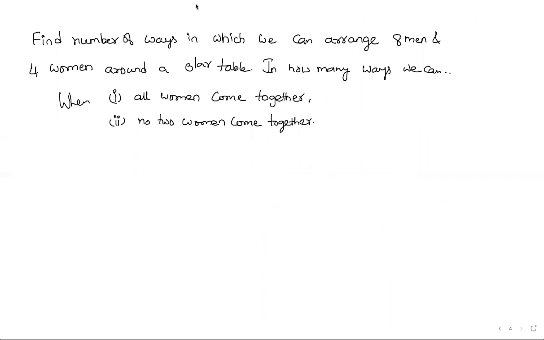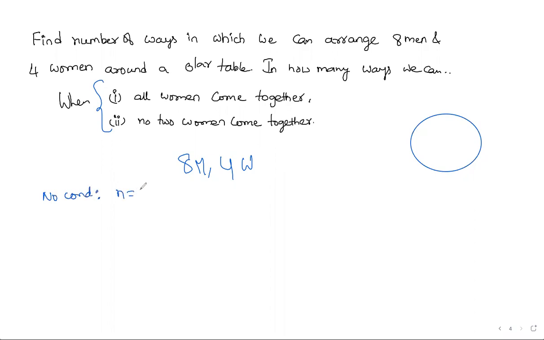So there is a circular table, and we have to arrange 8 men and 4 women around a circular table. So in how many ways can we do that? Suppose here 2 conditions are given. First of all, we will write the formula when no condition is given. And there is no condition, total number of elements equal to 12, because we can seat them any way we want. So the number of ways in which we can do it is n minus 1 factorial, that is equal to 11 factorial. Okay.